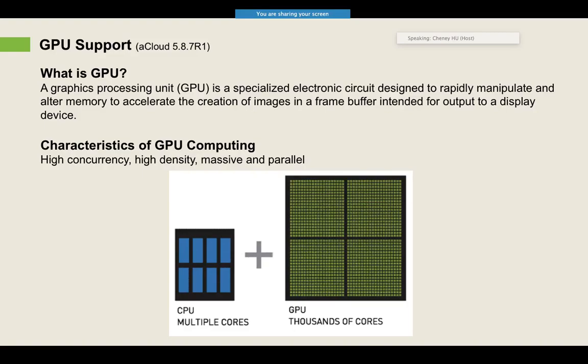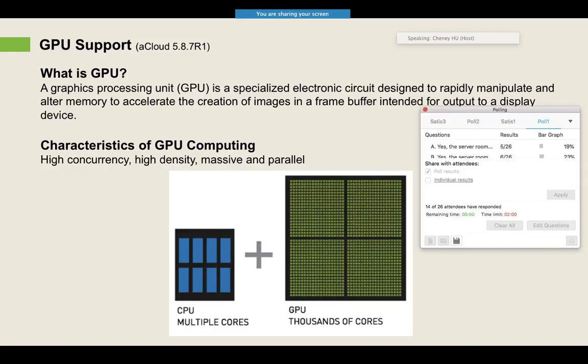GPU is becoming a more and more important component in today's computers and servers. GPU stands for graphics processing unit. You can consider it as a dedicated CPU for particular workloads. And there are some characteristics of GPU computing.